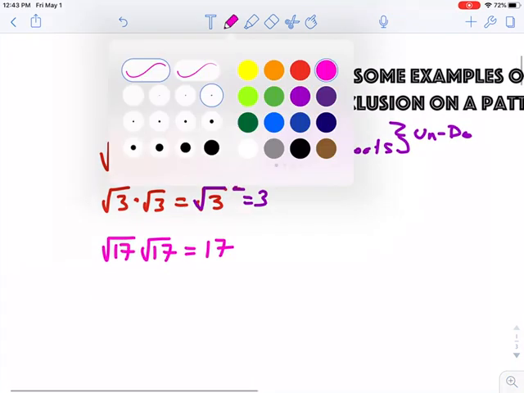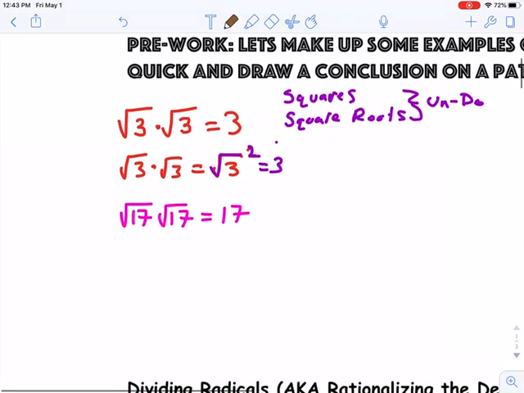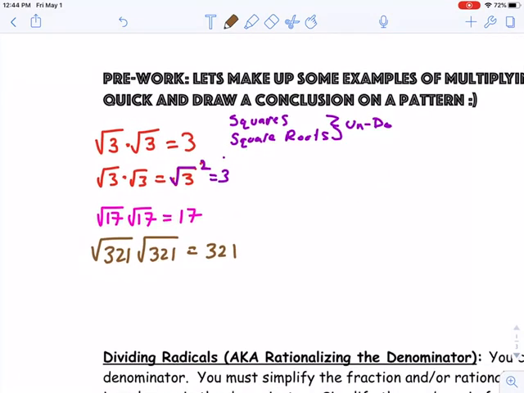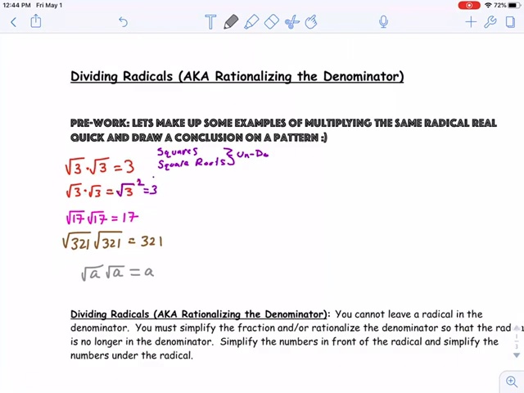This pattern is true for any number you can think of. The square root of 321 times the square root of 321 is just 321, because you get the square root of 321 squared, the square root and square undo each other, and you're just left with 321. So that's just some pre-work. The conclusion we can make, and we'll be very generic about it: a is just some real number. The square root of a times the square root of a is just a, for any real number.